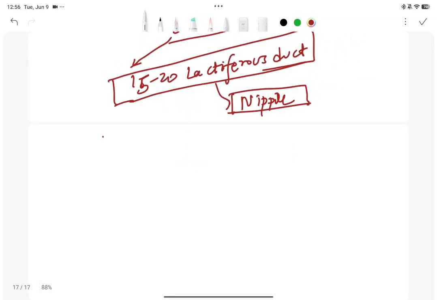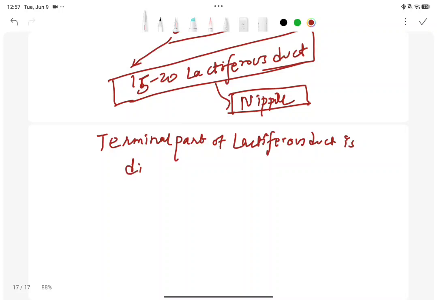Before reaching the nipple, the terminal part of the lactiferous duct is dilated. The terminal part of the lactiferous duct is dilated to form the lactiferous sinus.